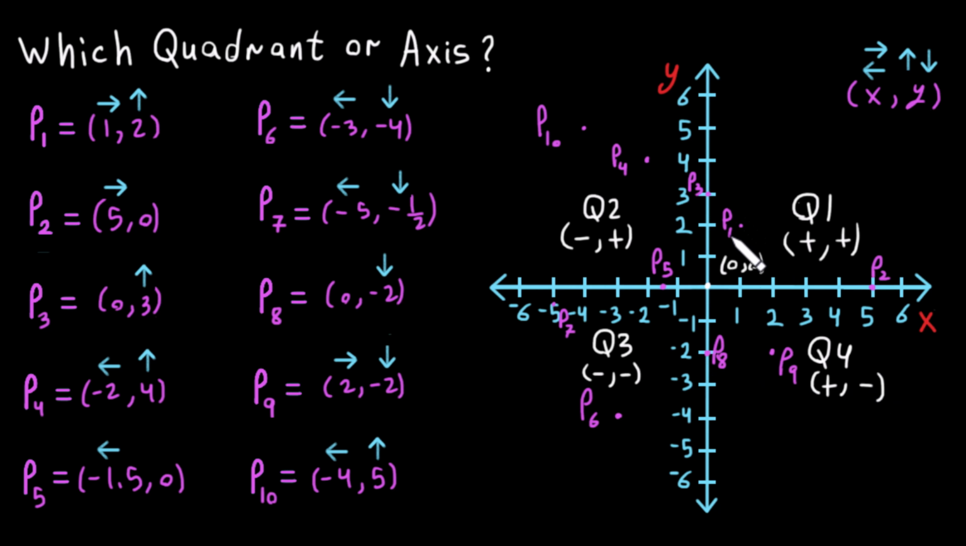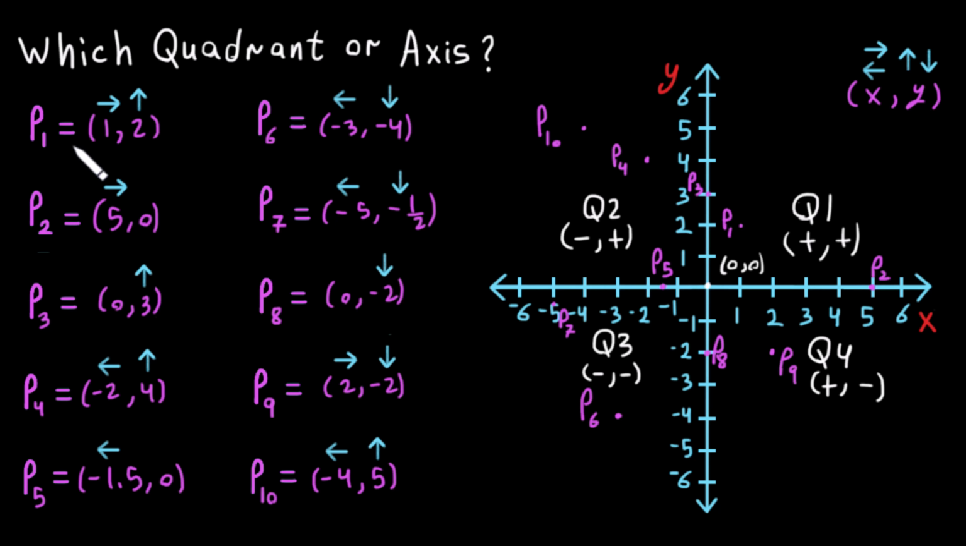So the whole region here is the first quadrant, the whole region here is the second quadrant, the whole region here is the third quadrant, and the whole region here is the fourth quadrant. The boundaries are these axes. Now let's decide which quadrant or axis these points are on this coordinate plane. Feel free to pause this video to answer the question. I assume you did it.